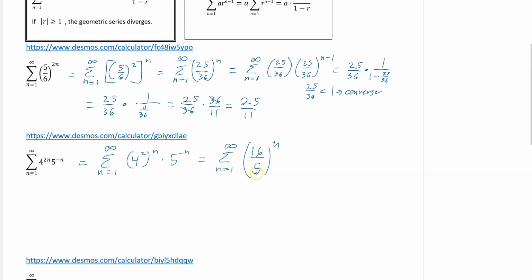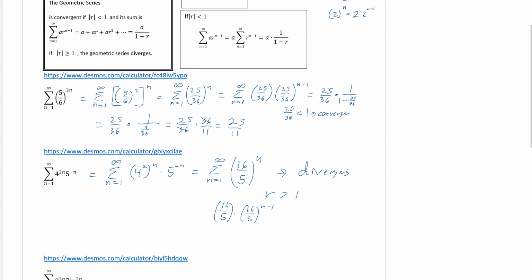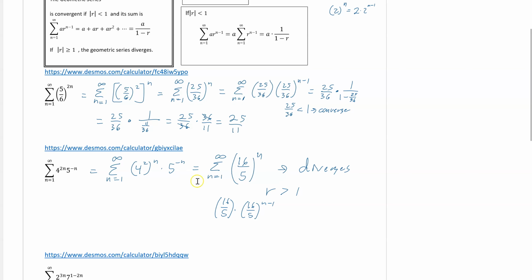So you can see now that our r is greater than 1. It's actually greater than or equal to, but it's really greater than 1. And so this means this diverges. So all we have to do is really get into that form, because even if you say, oh, I want to rewrite it, you would get 16/5 times 16/5. Let me rewrite that part. 16/5 to the n minus 1. It's still the same thing. That base is not changing on us. So again, if it's greater than 1, diverges.